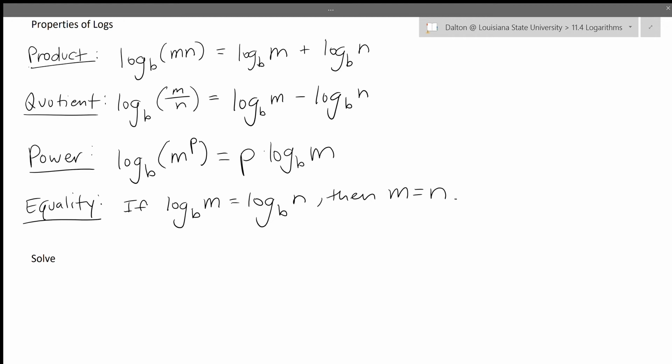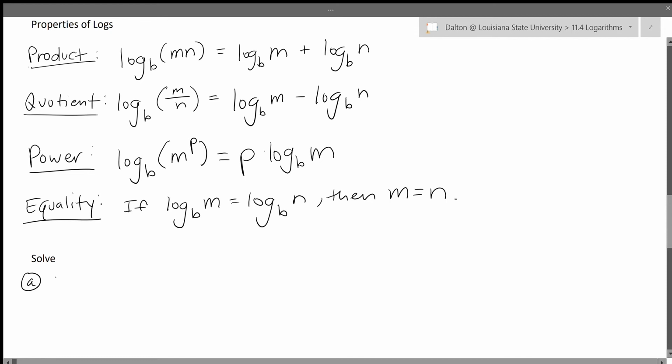All right, here we go. Example A. I want you to solve log base 10 of the cubed root of 10 is equal to x.